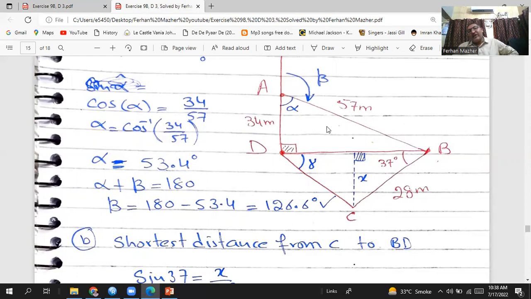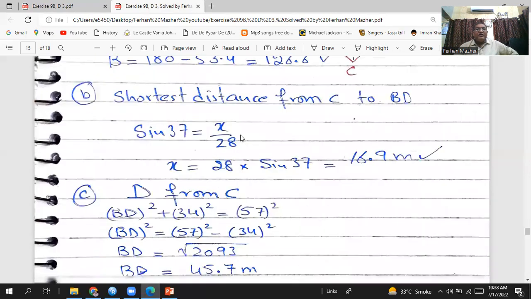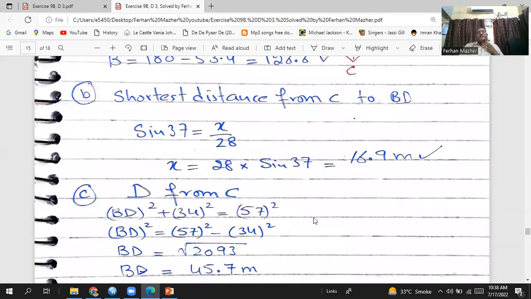So it's a right angle triangle. This angle is 37. This will be the perpendicular. This is the hypotenuse. So sine will be used here. Sine 37 will be perpendicular by hypotenuse. That will be x by 28. So x will be equal to 28 multiply sine 37, and that will be 16.9 meter. So this is how you will do the B part.